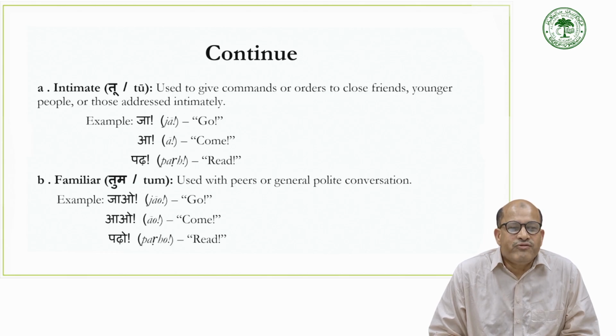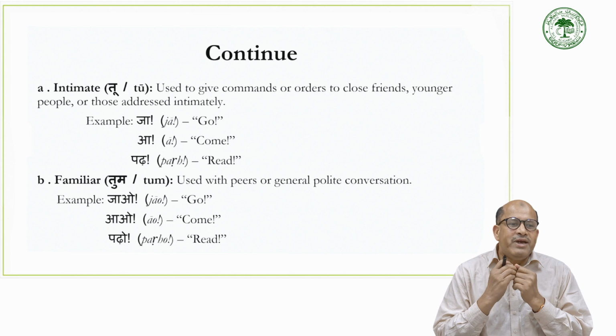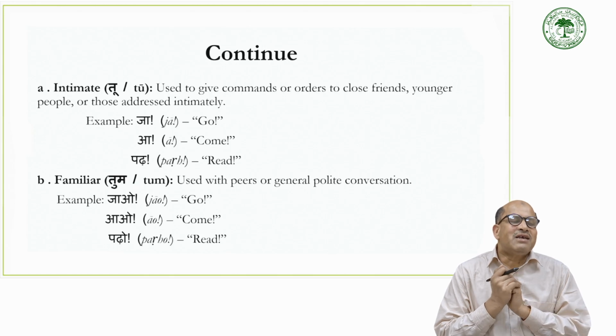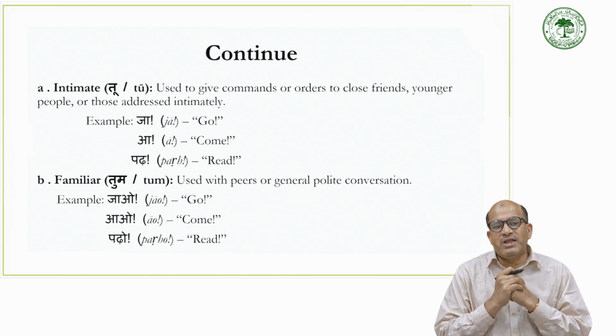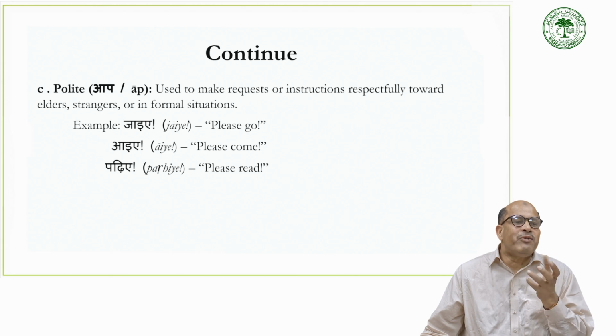Tu is also used for the person whom you love so much, whom you respect so much. So tu refers to closeness or intimacy. So example, ja or aa, come, pad for read. Familiar, where the subject implied is tum, is used with peers or general polite conversation. For example, if you can see jao, we are asking someone to perform some action, ao or padho. So you can see this where the subject is implied as tum.